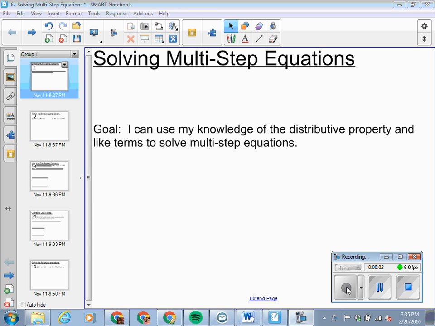This lesson focuses on solving multi-step equations, and the goal is to use your knowledge of the distributive property and like terms to solve multi-step equations. So this goes back to the previous unit of expressions, how to combine like terms and use our distributive property. And now we're going to combine that with our equation knowledge from the previous 5 lessons.